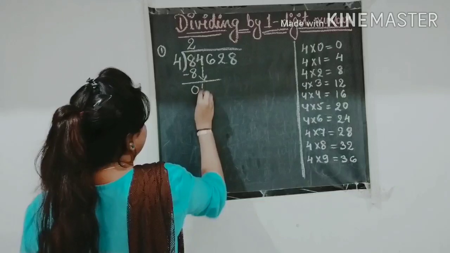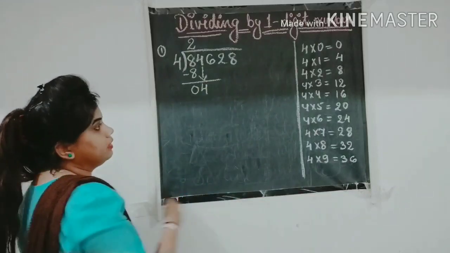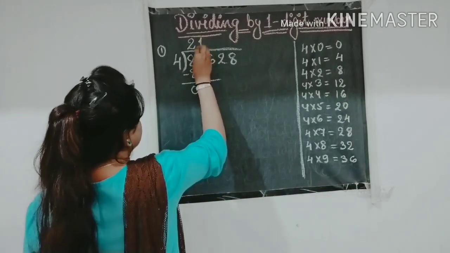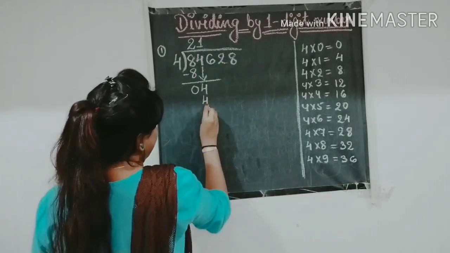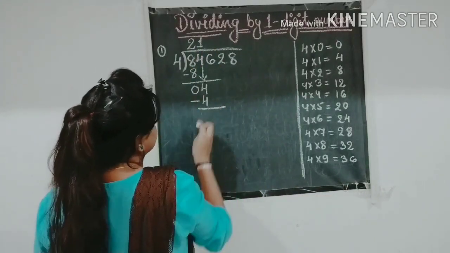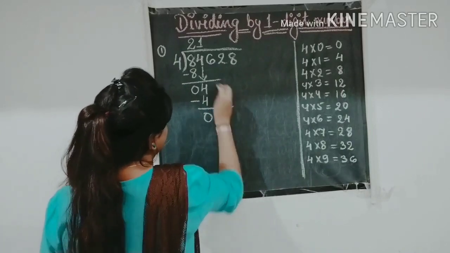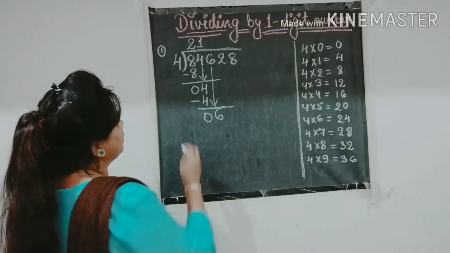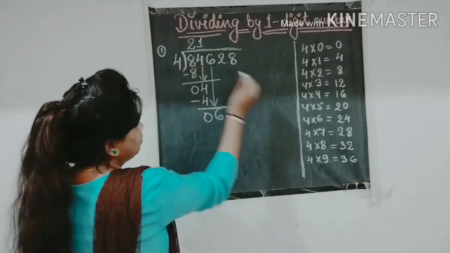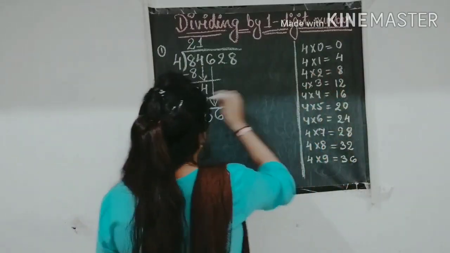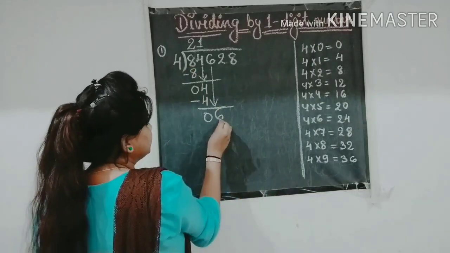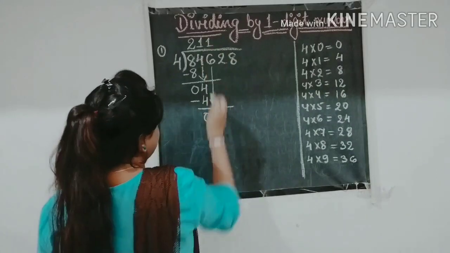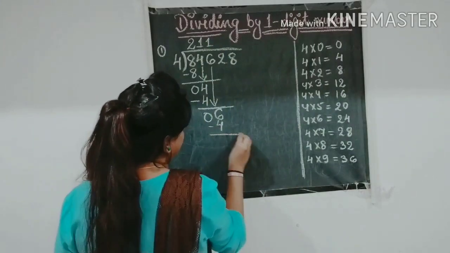The next number is 4. Again, in 4's table we have 4 ones are 4. So we can write here 1 and here 4 and subtract it. You will get 0. And again the next number that comes down is 6. Now, in 4's table you cannot see 6, so take the nearest number. Which number comes the nearest? 4 ones are 4. So again take 4 ones are 4 and subtract.